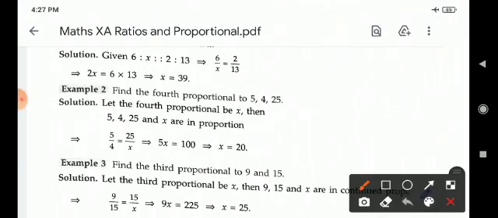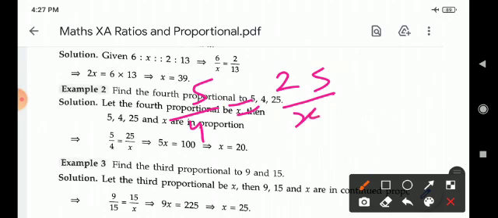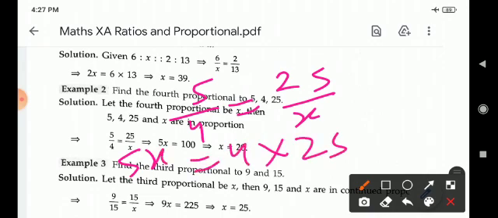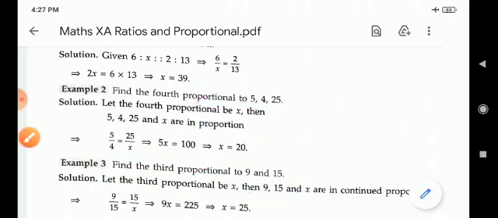Find out the fourth proportional to 5, 4, 25. Let the fourth proportional be x. 5, 4, 25 and x are in proportion. That is 5 upon 4 is equal to 25 upon x. On cross multiplying, 5x equal to 4 into 25. 5 ones are 5, 5 fives are 25. x equal to 20. Answer will be 20.